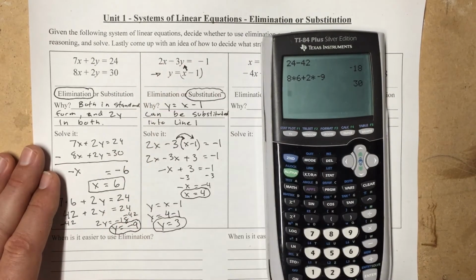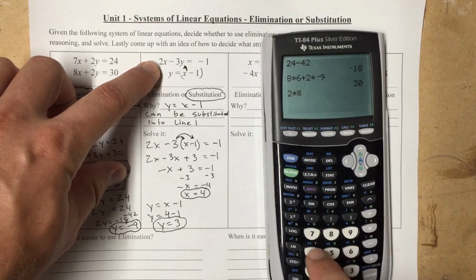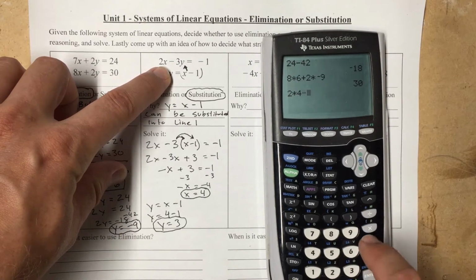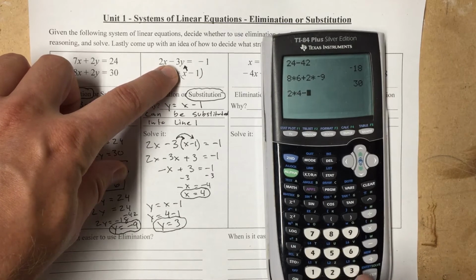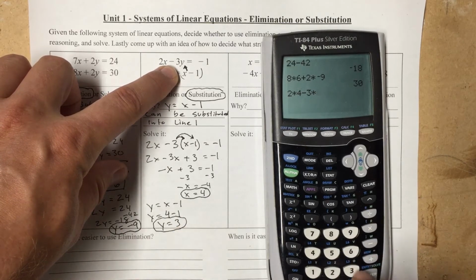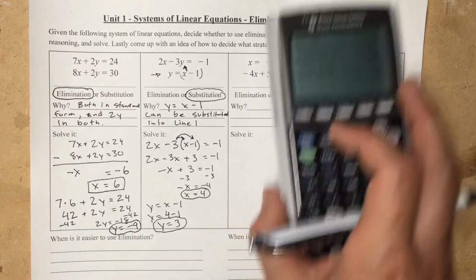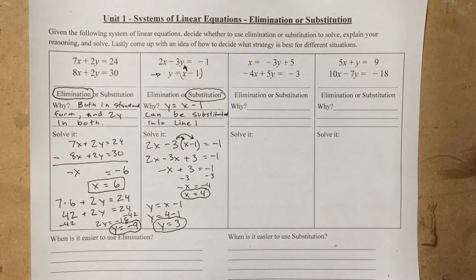Let's check it on the first line. So 2x, so 2 times 4 minus 3 times 3 is negative 1. There we go, right on. All right, so that was a substitution.